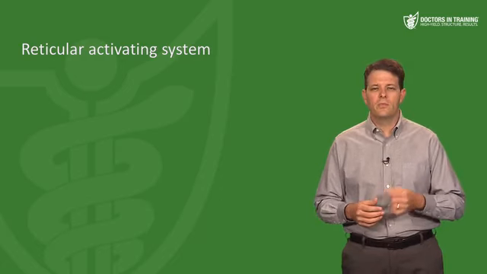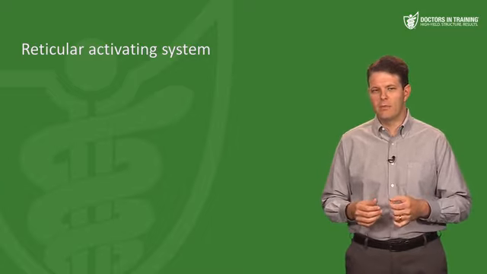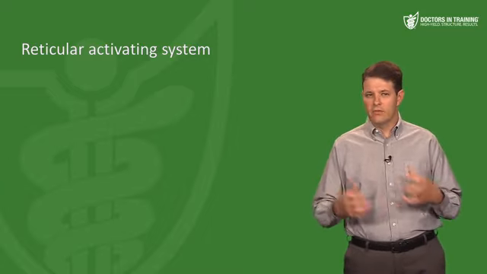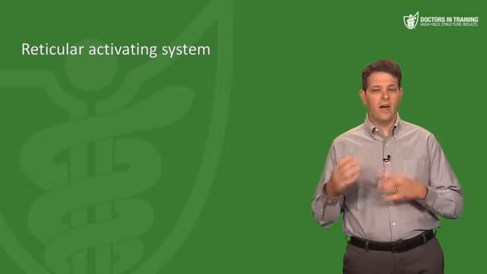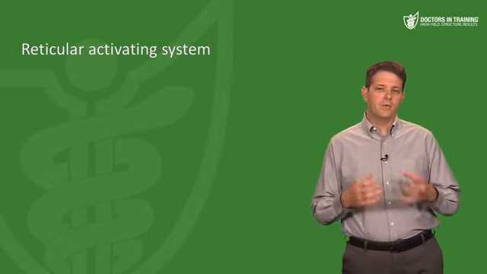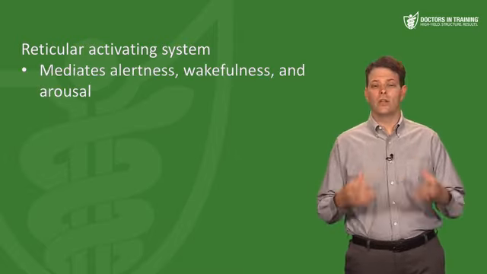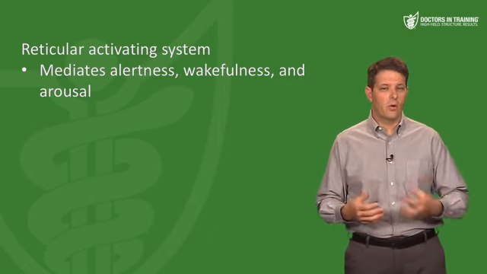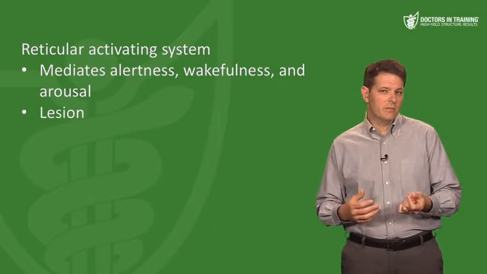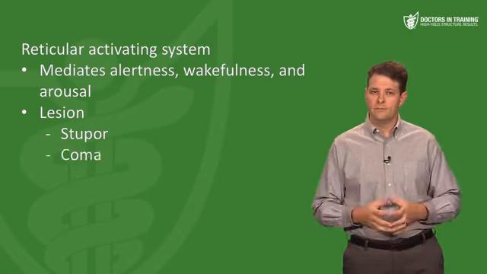There's also something called the reticular activating system, which is made up of a bunch of structures running through all levels of the brainstem, as well as structures in the thalamus and the hypothalamus. The reticular activating system mediates alertness and wakefulness and arousal. So a lesion of the reticular activating system will result in stupor and coma.